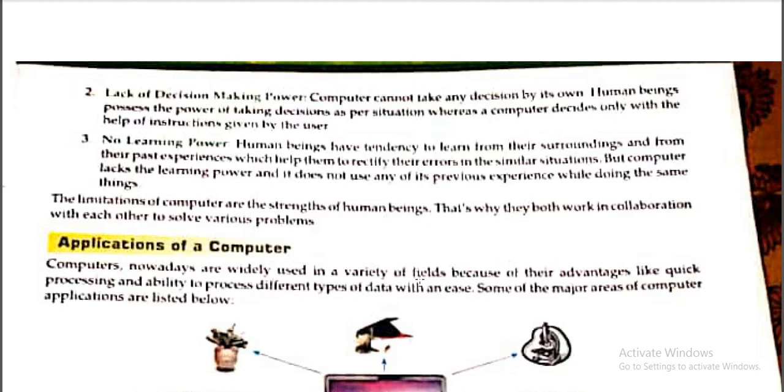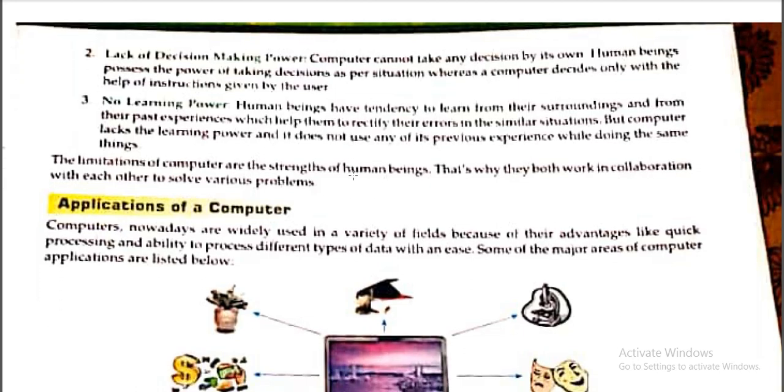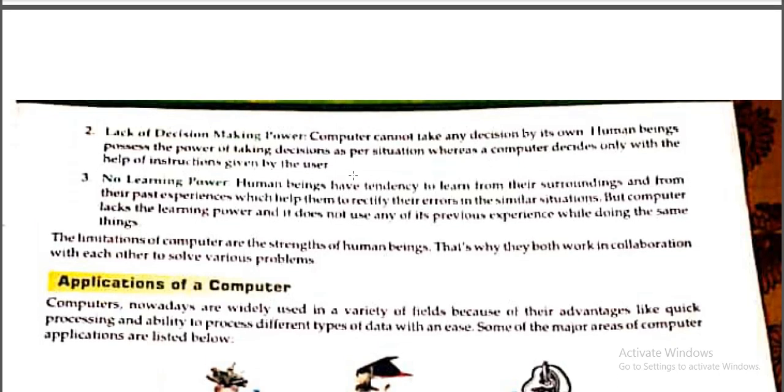The next one is no learning power. It cannot learn as we can study. We can learn from our neighbors, but the computer cannot learn from its surroundings. This is the disadvantage. So today this is the end of this session.